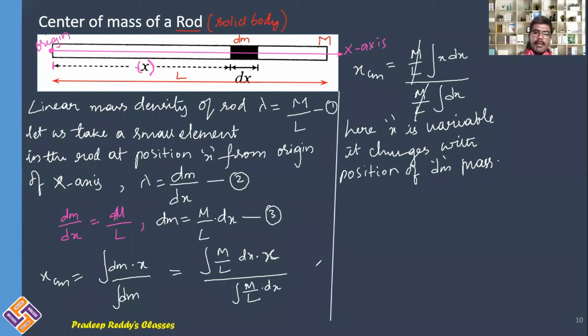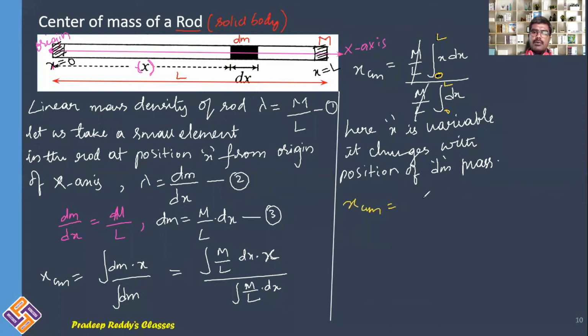Suppose you are taking the dm mass at this position, what is x? X is equal to 0. The same dm mass, if you are taking at this position, what is x? X will become L. Therefore, x has a value which is limiting between 0 and capital L. That is the reason why we will be taking limits of this x as 0 to L and 0 to L. Now you should evaluate this integration.